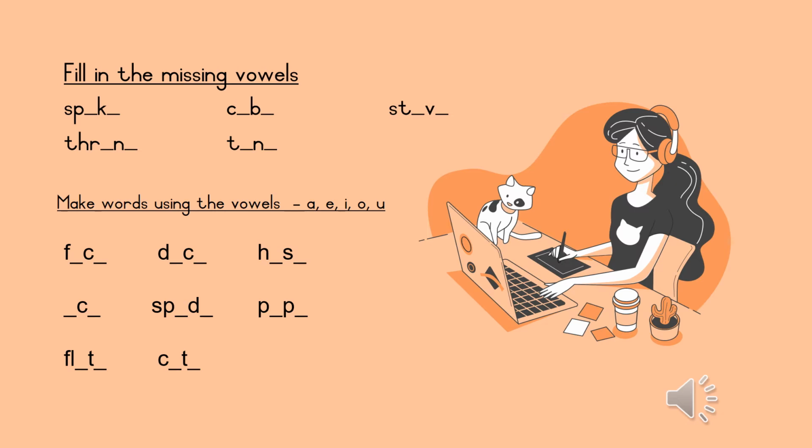With the next one, it says make words using the vowels A, E, I, O, U. All of these words end with the magic E. So look at it carefully. You can look back at the words that you did last week, and you are going to write in the vowels that will make these into proper words from your list.